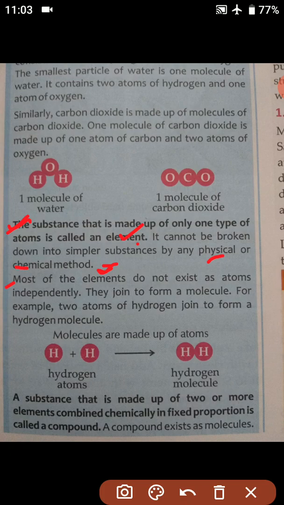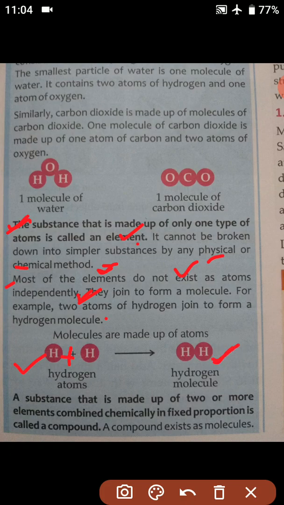These substances do not exist independently or singly, so they join to form a molecule. For example, two atoms of hydrogen join to form a hydrogen molecule. Students, here you can see two atoms of hydrogen. They join together to make a hydrogen molecule.